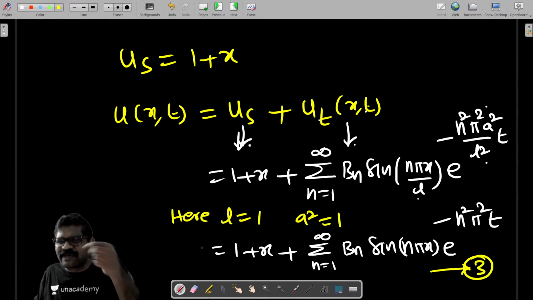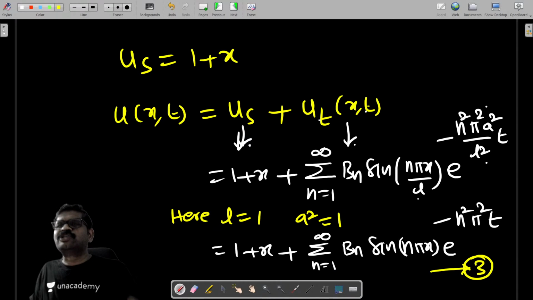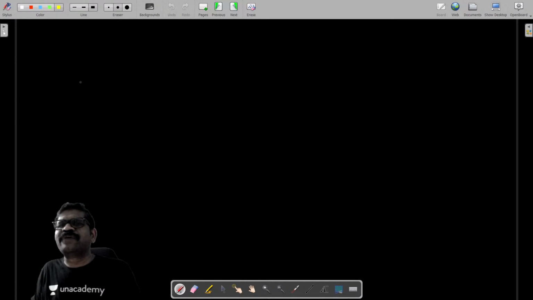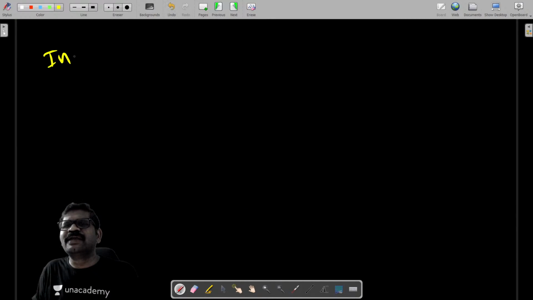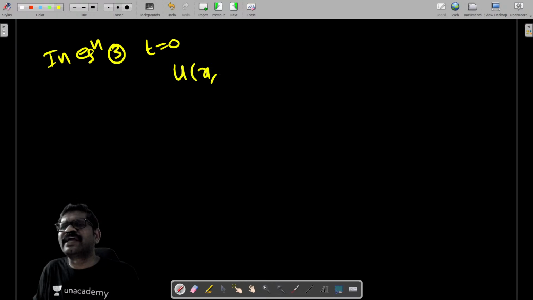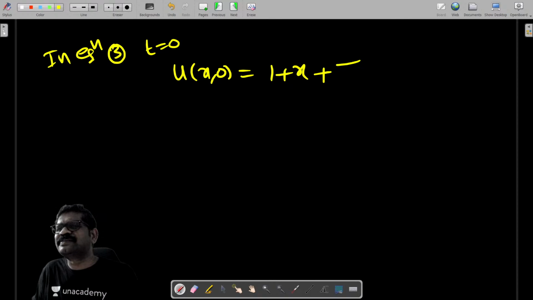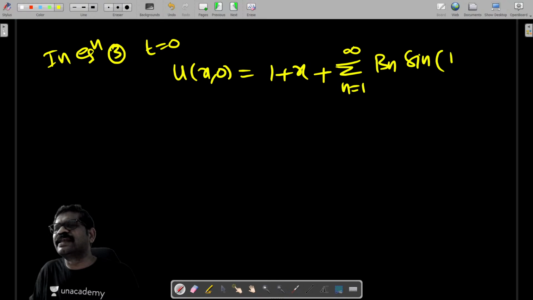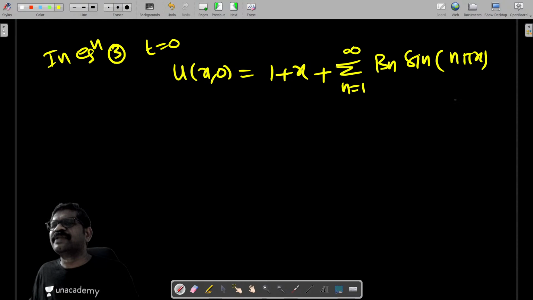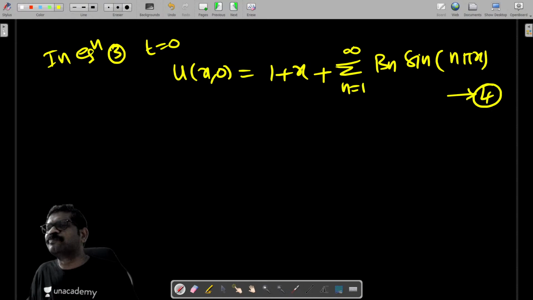Now in equation 3, put t = 0. You will get u(x, 0) = 1 + x + sigma n = 1 to infinity, bn sin(n pi x) e^0, which is 1. This is called equation 4.